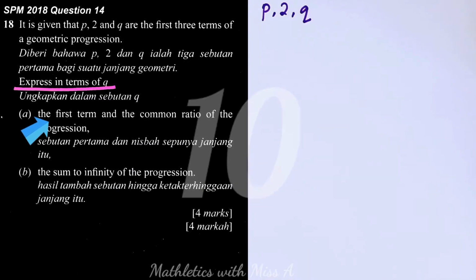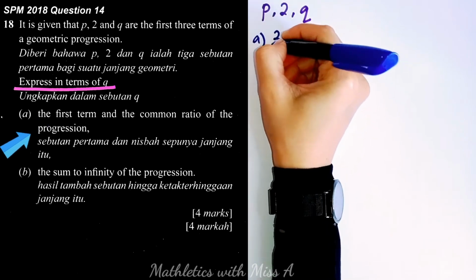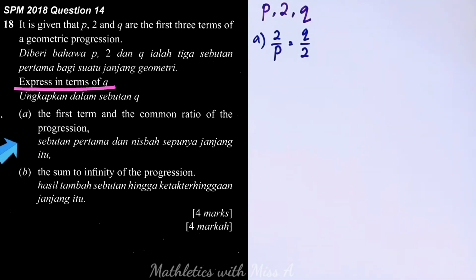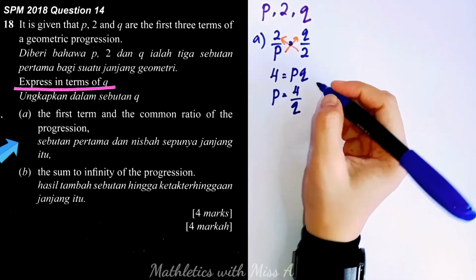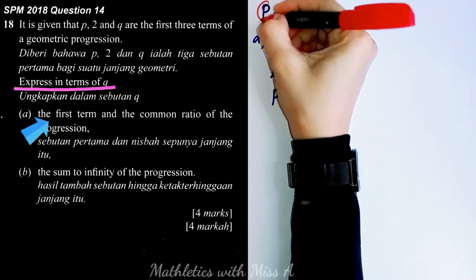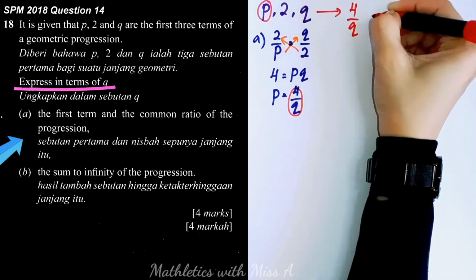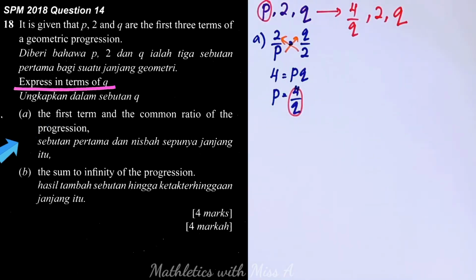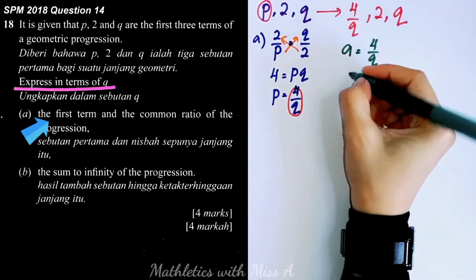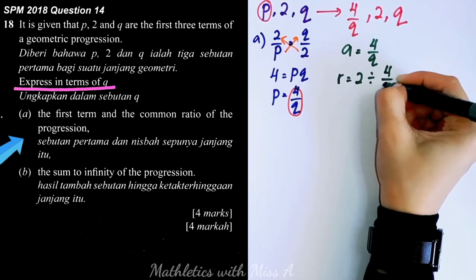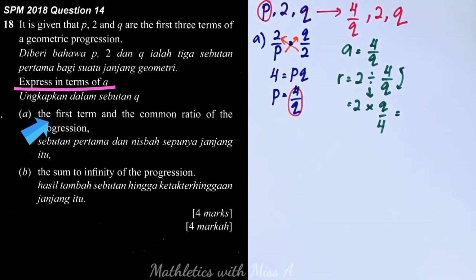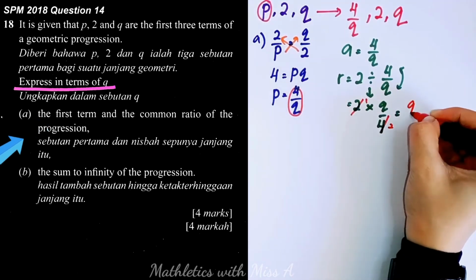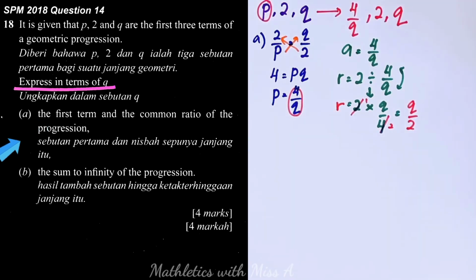It is given that P, 2 and Q are the first 3 terms of a geometric progression. So 2 over P equals Q over 2. Then cross multiply. So 4 equals PQ. And make P the subject. So P equals 4 over Q. And substitute it back into the terms. So 4 over Q, 2 and Q. So A equals 4 over Q. And common ratio R equals 2 divided by 4 over Q. Then calculate. So the common ratio equals Q over 2.